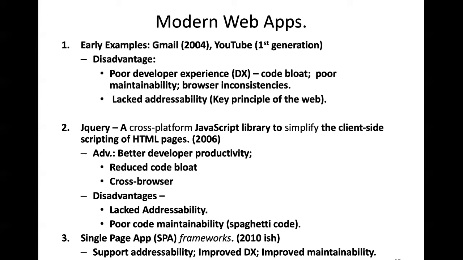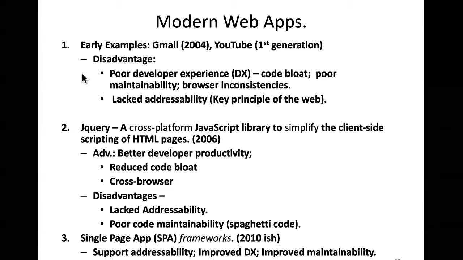Then this revolutionary library called jQuery came on the scene in 2006. And jQuery kind of solved these problems up here. It significantly reduced the amount of JavaScript code that you had to write. It put a little bit of structure on it. It solved the browser inconsistency problem. It didn't solve the addressability problem though.